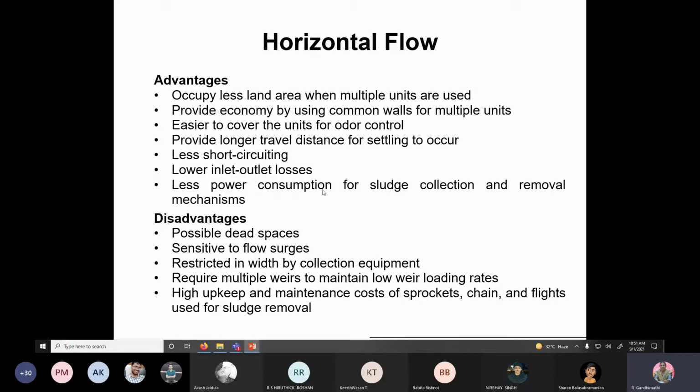Then the disadvantages: possible dead spaces, because of the horizontal flow. For example, in this chamber, some portions like the corners may not be used for the settling of the solids. It is also sensitive to flow surges; if there are variations in the flow rate, maybe during the rainy seasons, it may affect the performance of the system. It is restricted in width by collection equipment, because the width of the chamber is restricted by the sludge collecting equipment. It requires multiple weirs, which I will explain later.